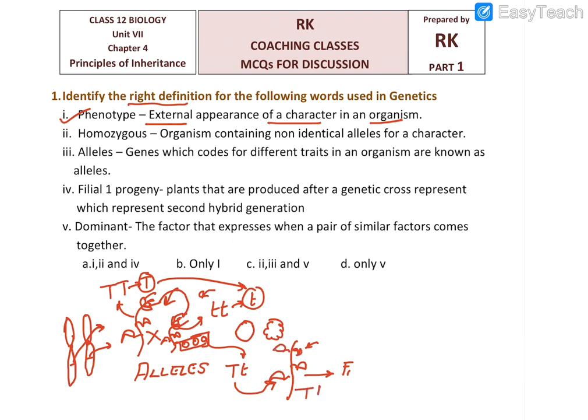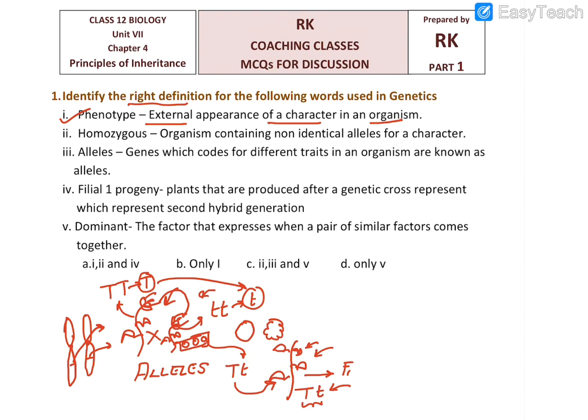We write it as capital T small t, that is the genotype. If you write the genetic content of that plant for that character, we call it the genotype. The appearance we call the phenotype. Appearance-wise it is a tall plant. But if you take the genotype, what alleles are present, that represents the genotype.